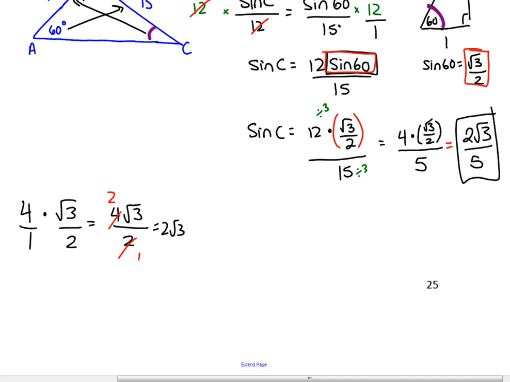So one more question. I'm going to get you to try it on your own. Do you want me to help you with a diagram, or do you want to just try it by yourself? Help?